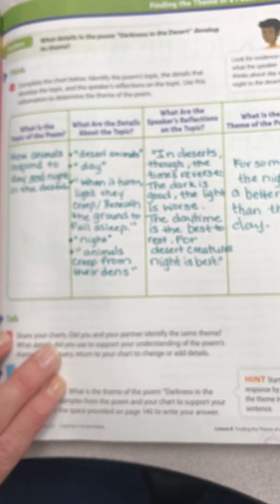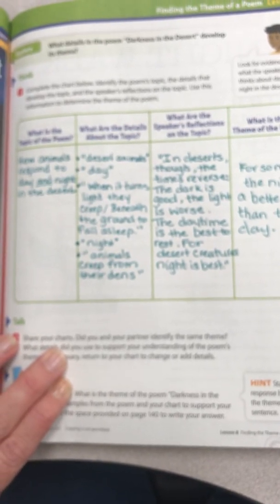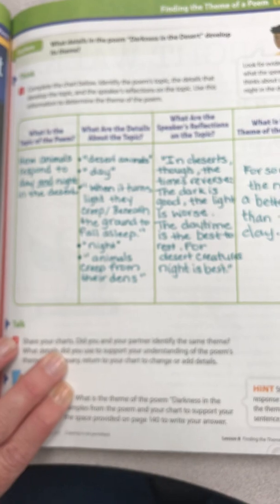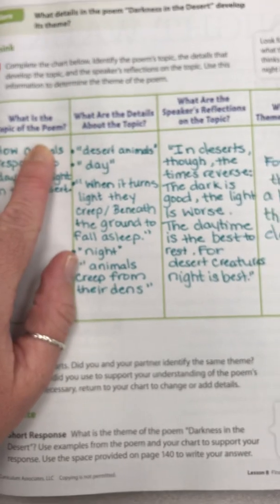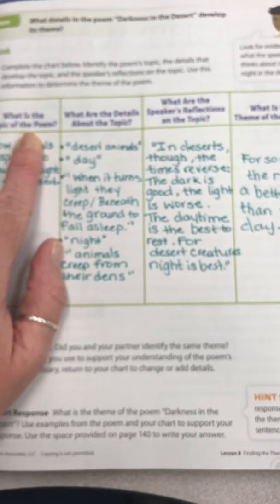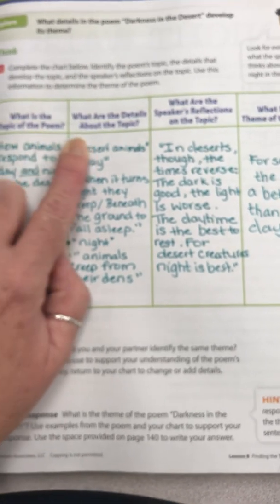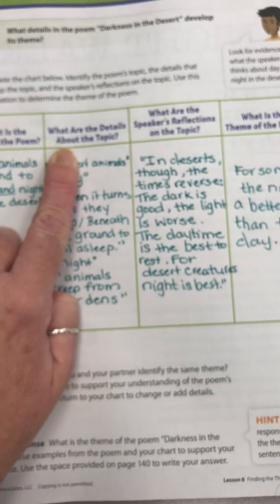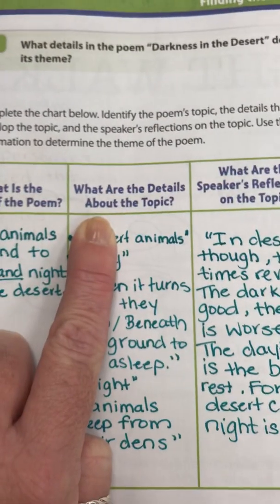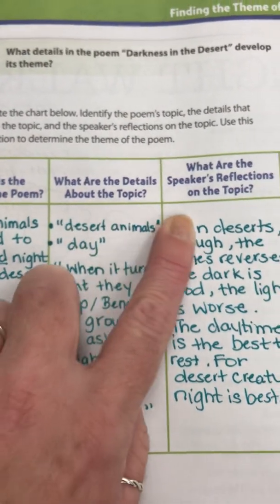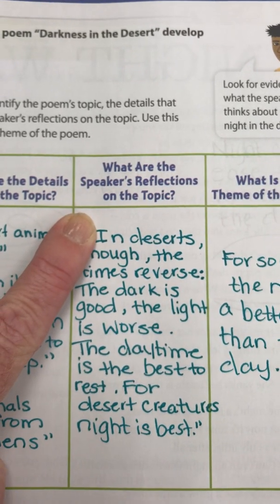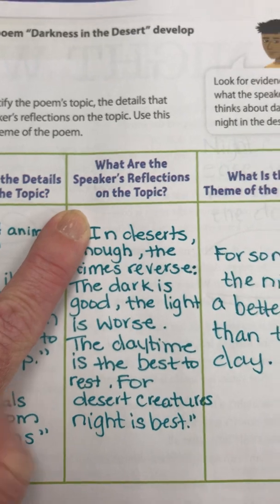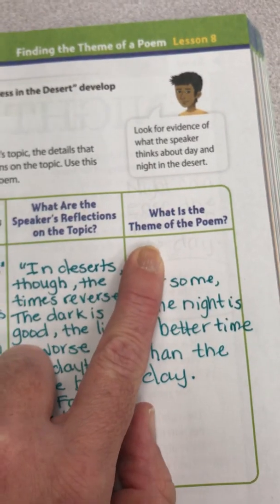I want you to make this 4-column graphic organizer when you are reading your poems so you can determine the theme. At the top of the first column, you would write, what is the topic of the poem? On the second column, you would write, what are the details about the topic? In the third column, what are the speaker's reflections, how he feels on the topic, and what's the theme of the poem?